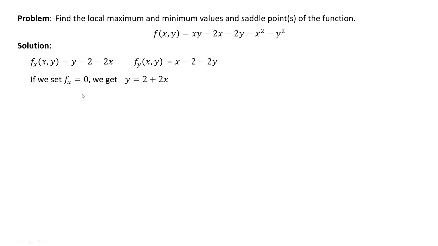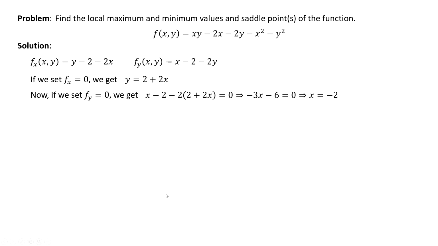So we get y equals 2 plus 2x. What in the world does this mean? That means for this function, would you agree that y equals 2 plus 2x represents a line? All along that line, the first derivative, partial f with respect to x, happens to be 0. All along that line. That's what it means.